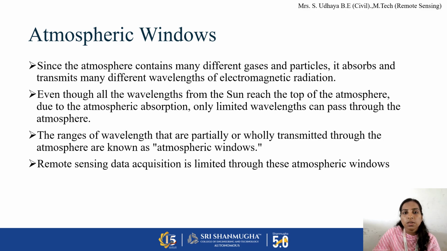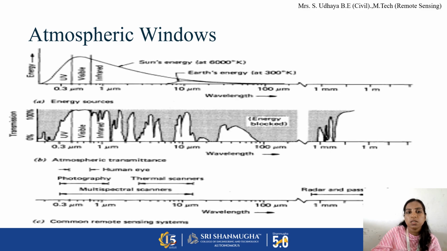The next thing about EMR interaction with the atmosphere is atmospheric windows. The atmosphere contains many different gases and particles. It absorbs and transmits many different wavelengths of electromagnetic radiation. Even though all the wavelengths from the sun reach the top of the atmosphere, due to atmospheric absorption only limited wavelengths can pass through the atmosphere. The range of wavelengths that are partially or wholly transmitted through the atmosphere is called atmospheric windows. Remote sensing data acquisition is limited to these atmospheric windows.